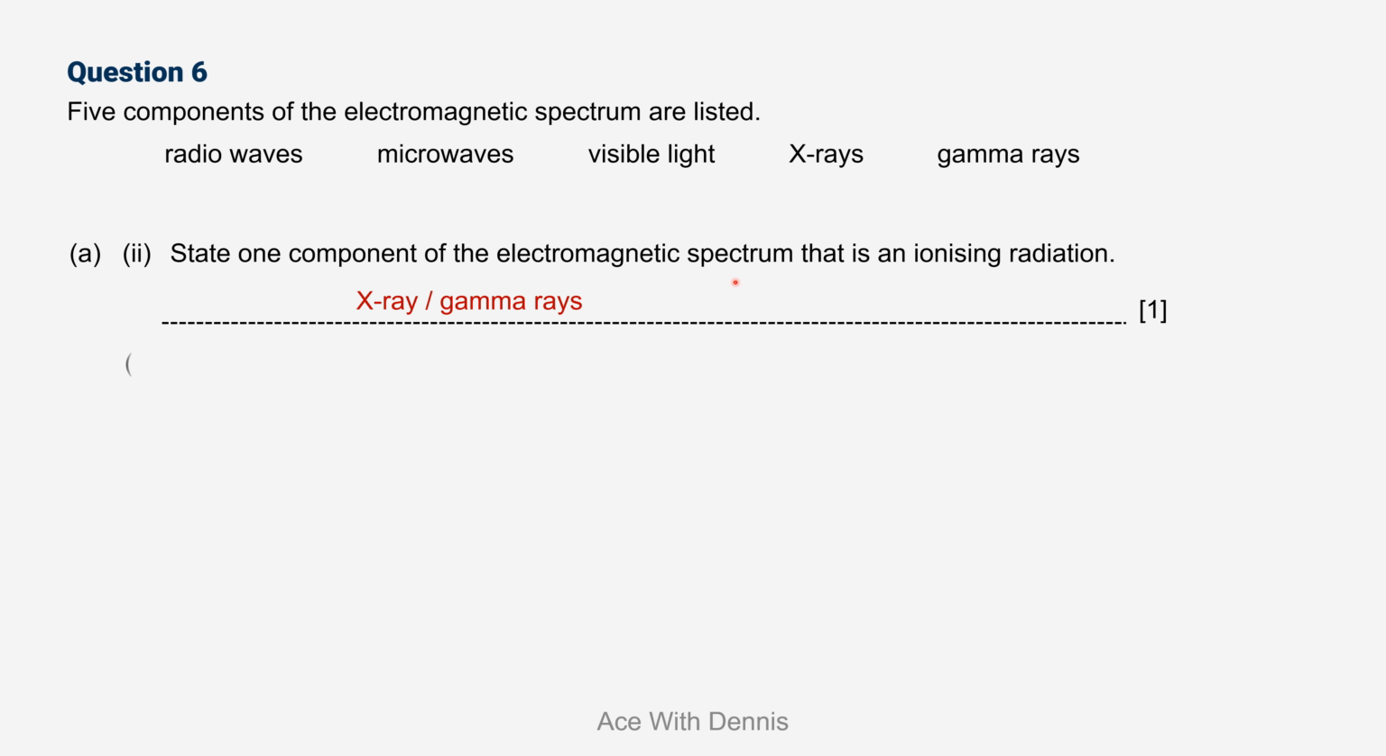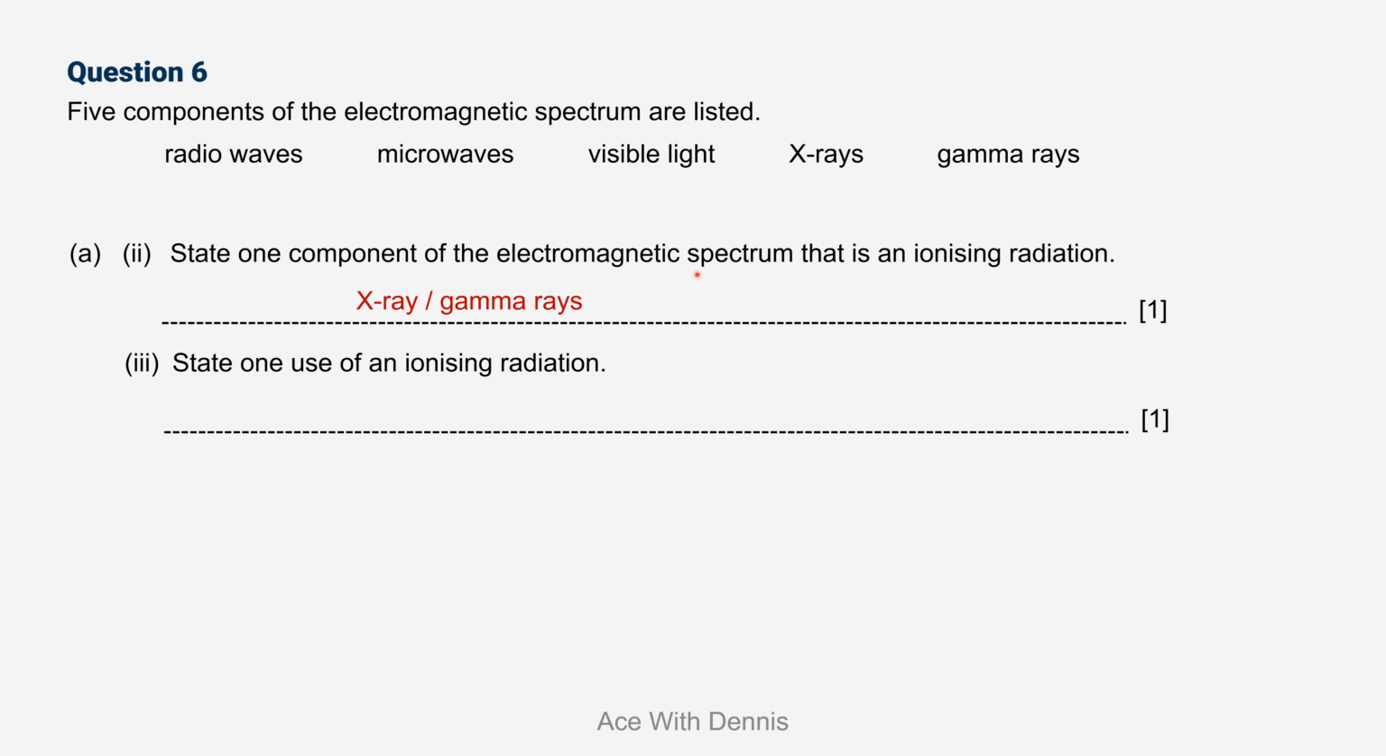Now next one, part 3. State one use of an ionizing radiation. Also 1 mark. There are many usages of ionizing radiation, so maybe you just need to write one. Now let's think about the usage of the X-rays.